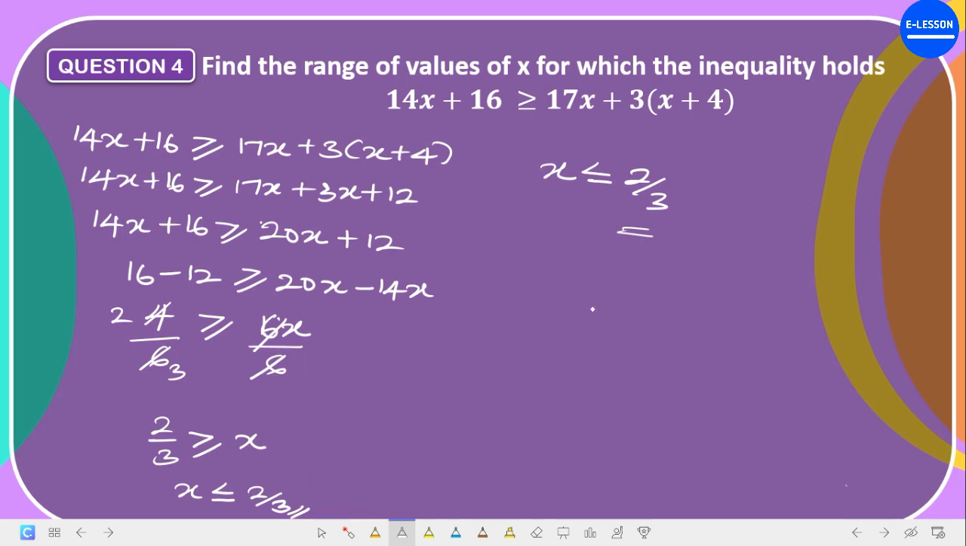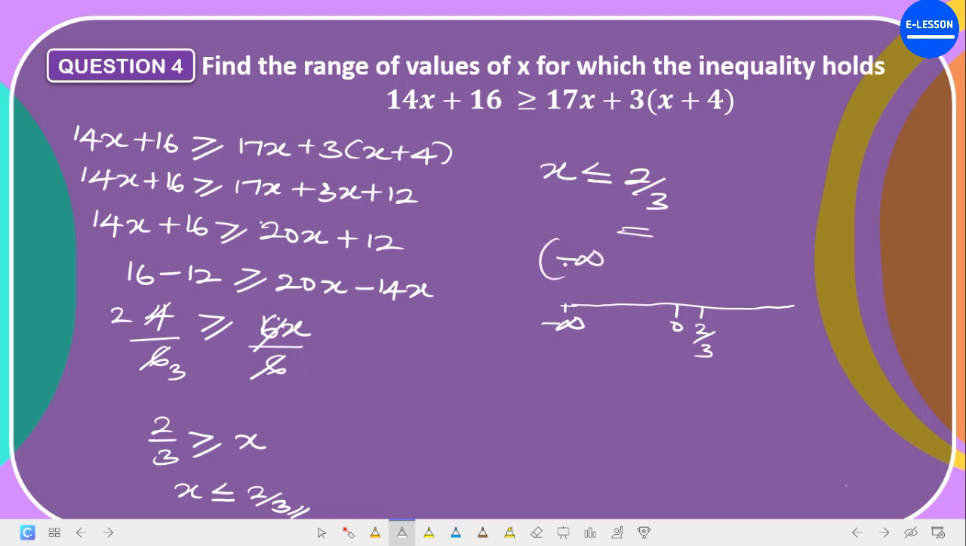Now, if you have your number line, let's say this is your point 0. Now, 2 over 3 will be somewhere around here, because it's positive. Then to this side is what? Minus infinity. Now, what we are going to do here is find the interval, the range, because the question says find the range of values. The range of values will be between minus infinity, because x is less than. If it is less than, it comprises everything from here down to minus infinity. So your answer will be minus infinity.